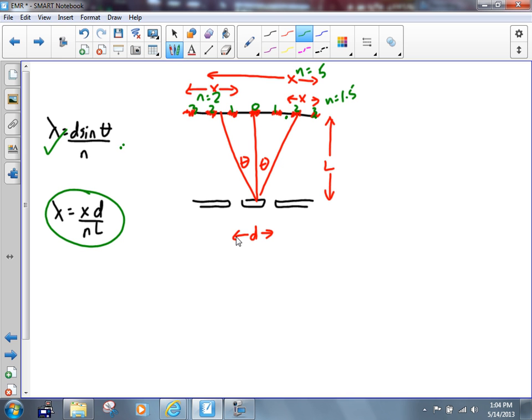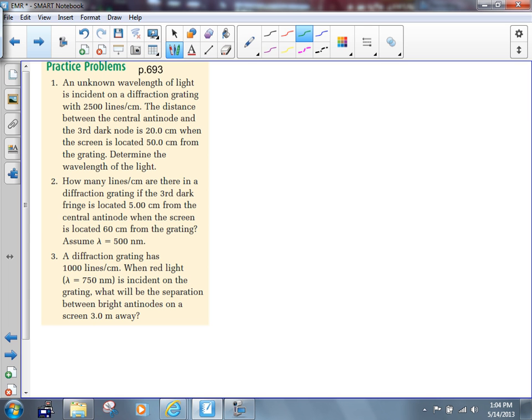All right, we had a couple of questions for homework last night, 1, 2, and 3 on page 693. In addition, we had worksheet number 19, a couple of questions on that one as well. Any issues that we want to go over here with page 693? Dan? 1 and 3? Okay, 1, 2, and 3 all involve this whole lines per centimeter or lines per meter thing. What's the deal with that? What's the deal with, say, 2,500 lines per centimeter?